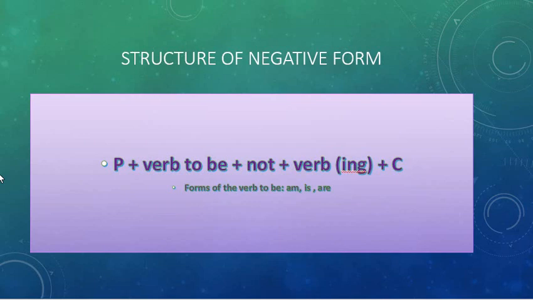Remember that we can use pronoun or nouns at the beginning, then we are going to use the verb to be. We have three different forms of the verb to be that are am, is, are. We are going to add not, then we are going to have the verb plus ing, and then we are going to use the complement, that is what complements the action or what says more information about the verb. Then we are going to move on to the next slide.